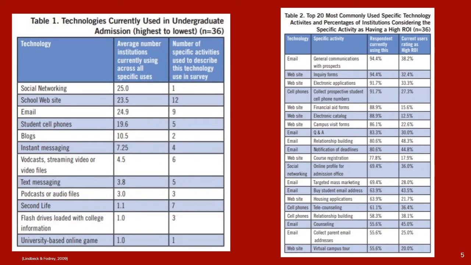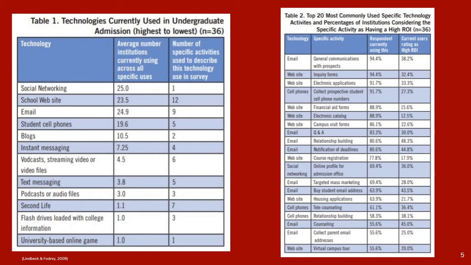So although this looks like a lot of numbers, it's a lot easier than what it looks like. So of the top 20 activities, which is over on the right, about 1/3 represented two-way communications. So general communications with prospective students, question and answer sessions, relationship building via email and phone call, and general counseling by email or cell phone.